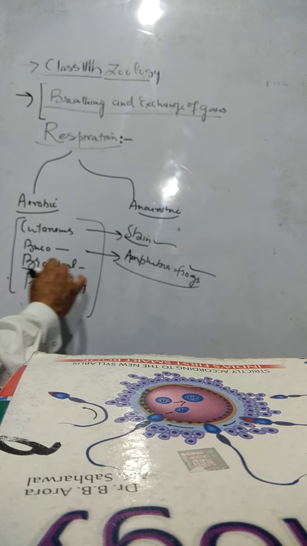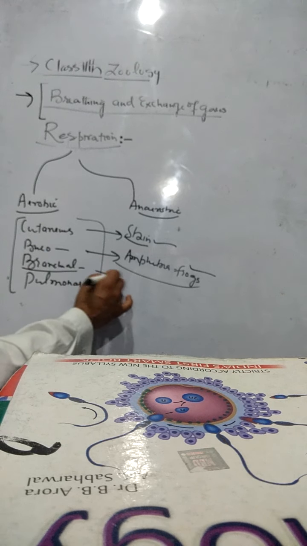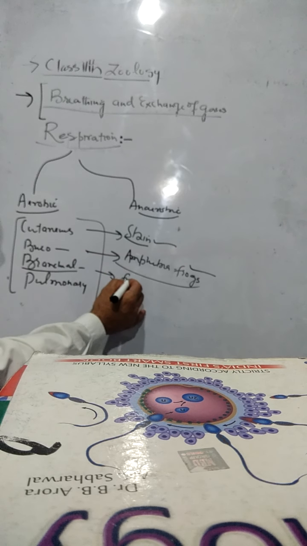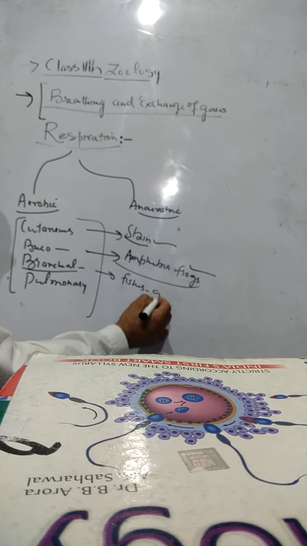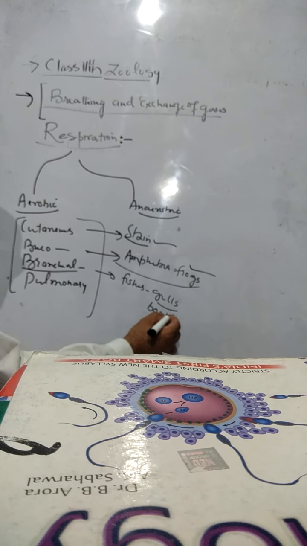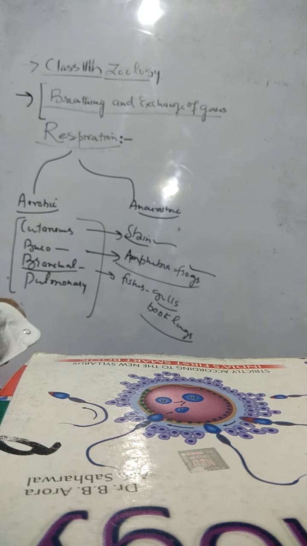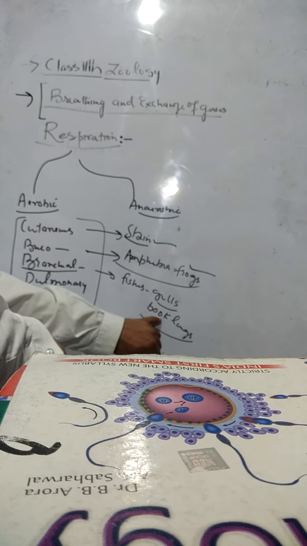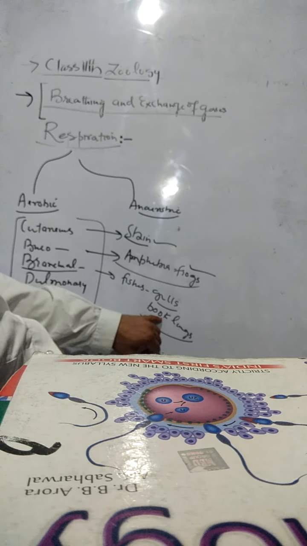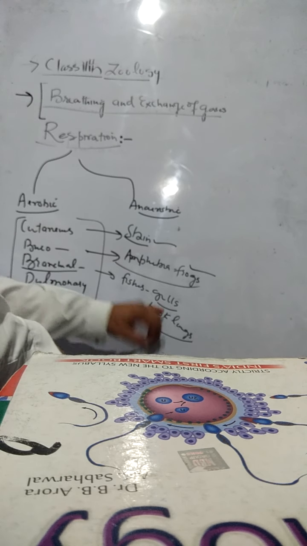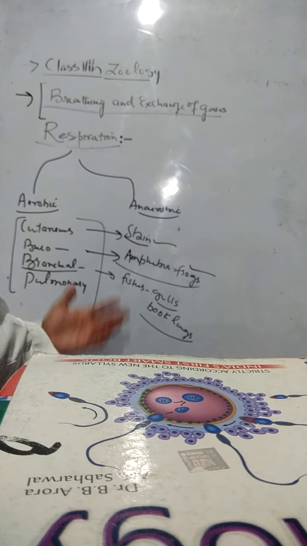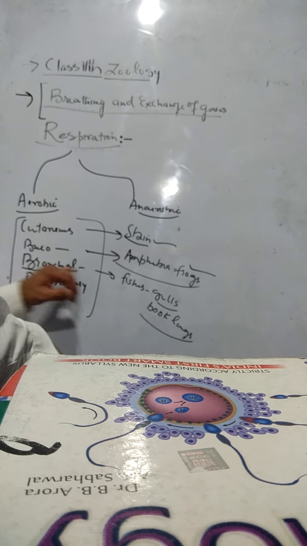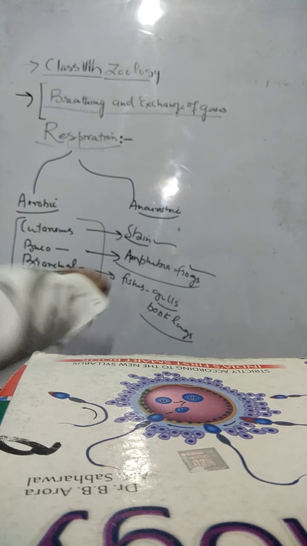The third type of respiration is called bronchial respiration. In aquatic animals, especially fishes, there are gills. These gills are also called book lungs because the structure of a gill looks like the pages of a book, where the water that flows through these gills adheres, and the oxygen is drawn in and carbon dioxide is drawn out. This type of respiration is called bronchial respiration.